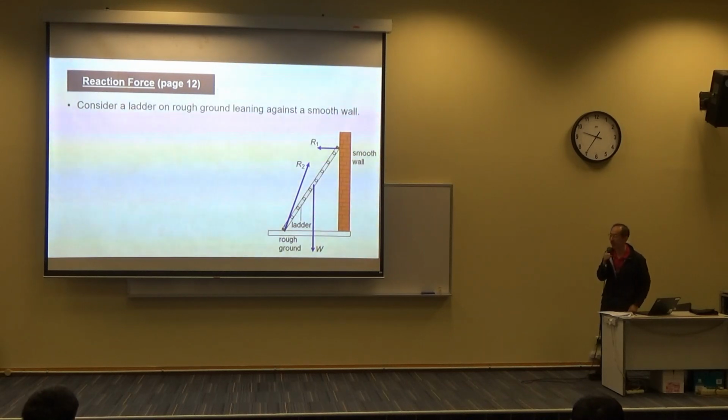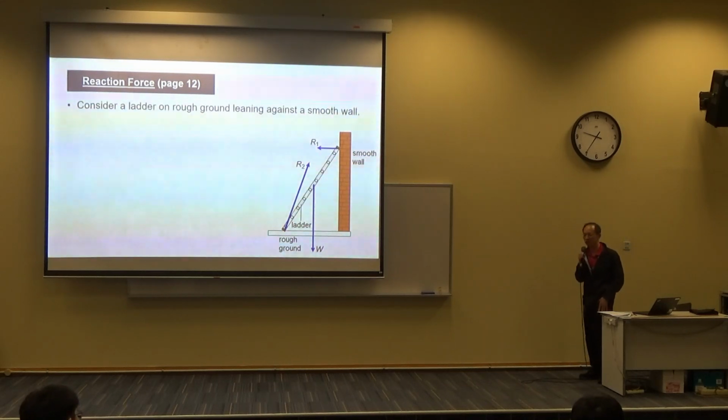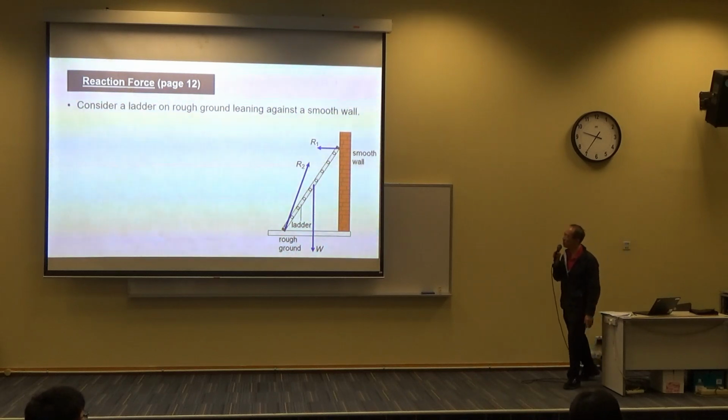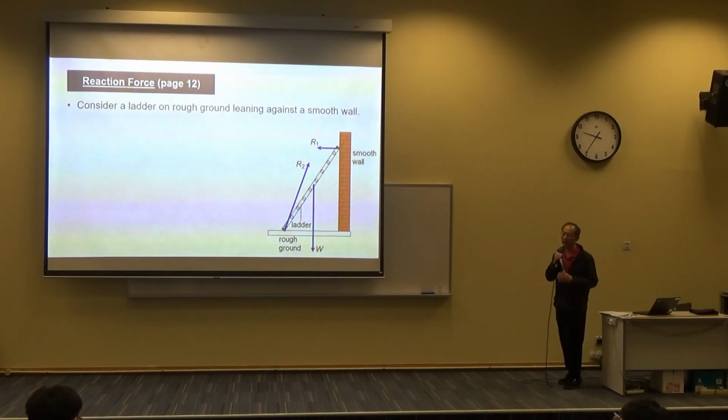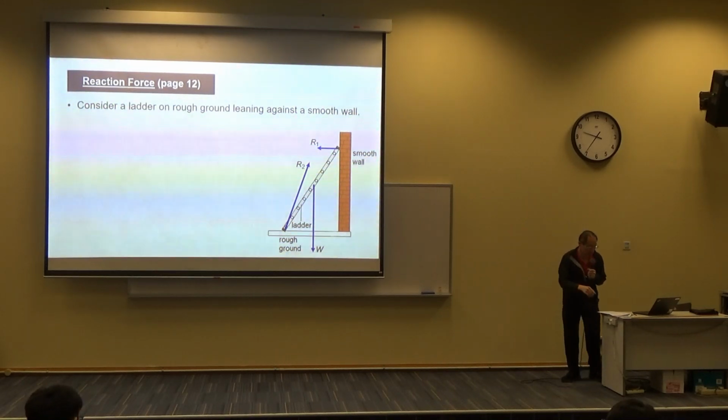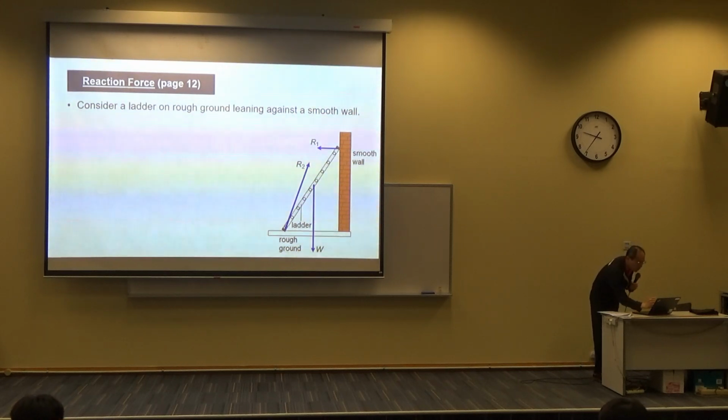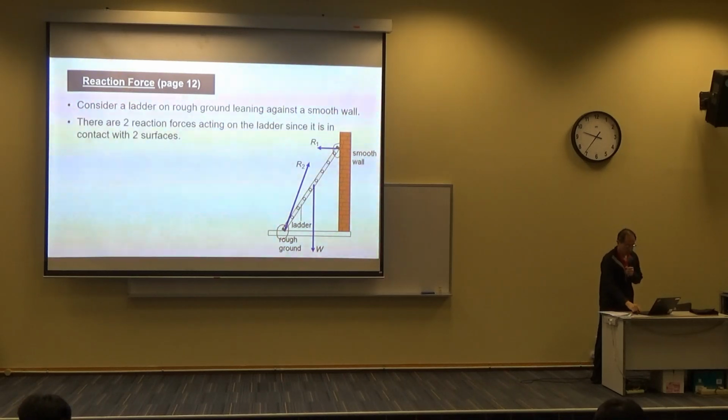So now I'm going to consider a ladder. I think I've used the same ladder there. Now, when I lean a ladder against a smooth wall, take note, there are 2 points of contact. One on the wall, so can you see that there are 2 points of contact. There's contact point here, and there's contact point there. So these 2 points of contact will give you a reaction force. So there are two contact points, therefore two reaction forces.